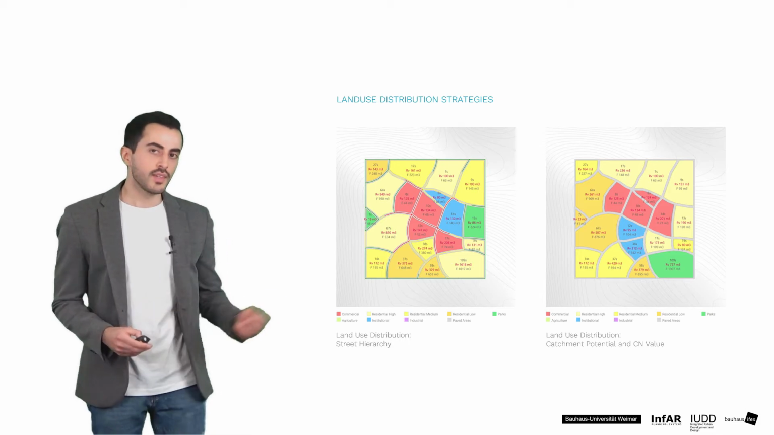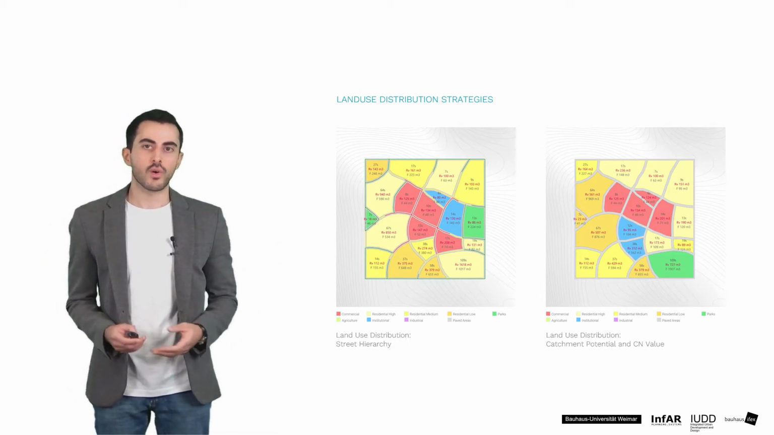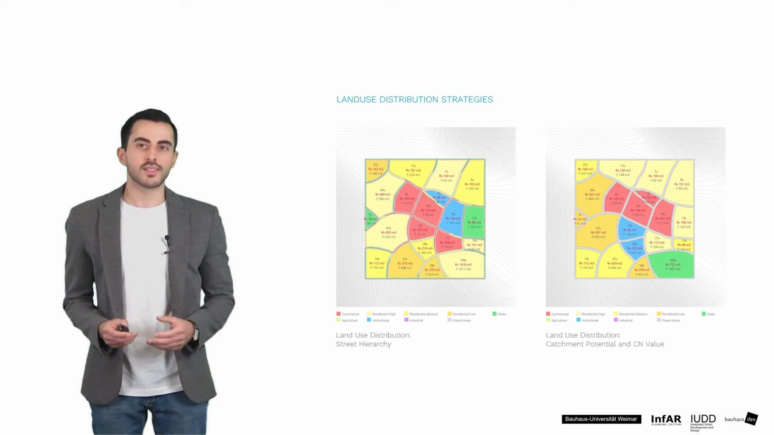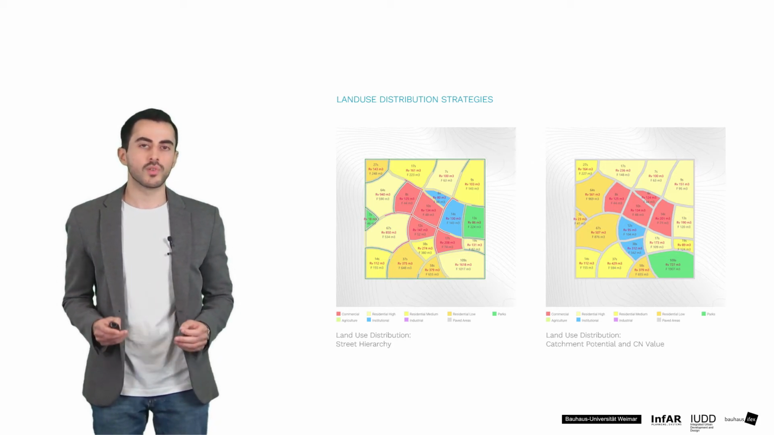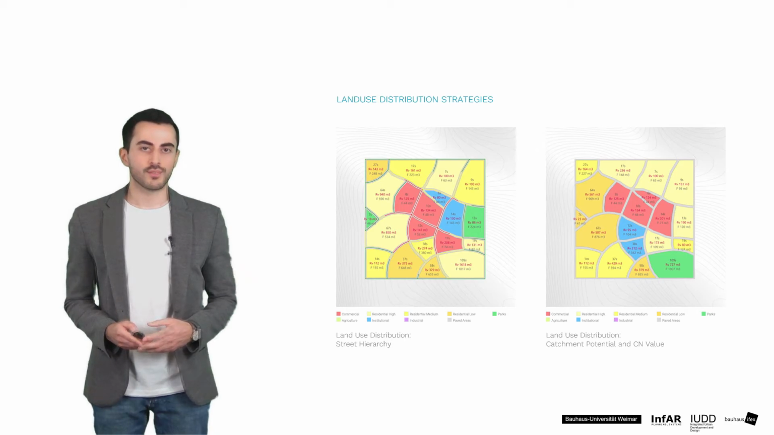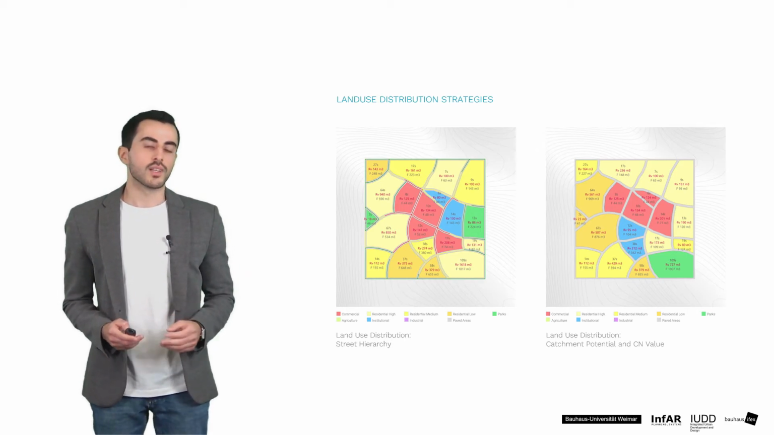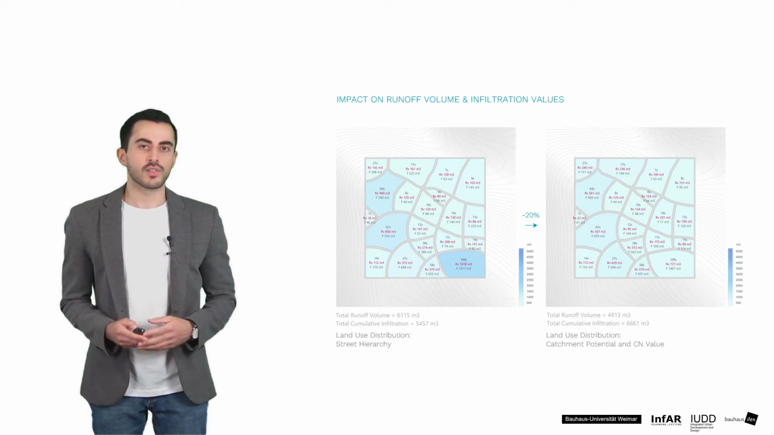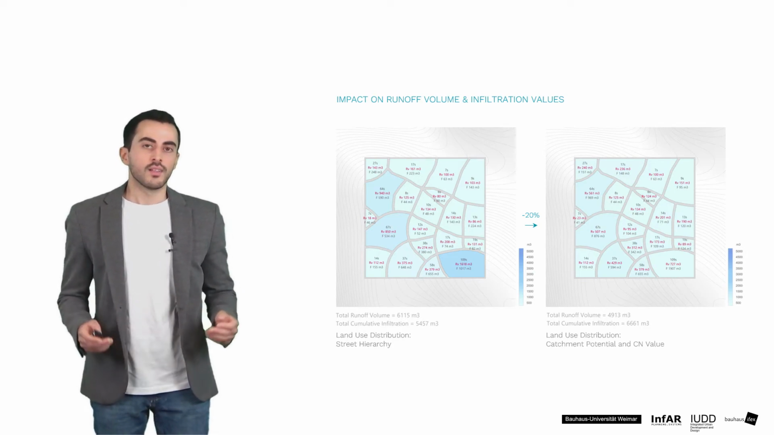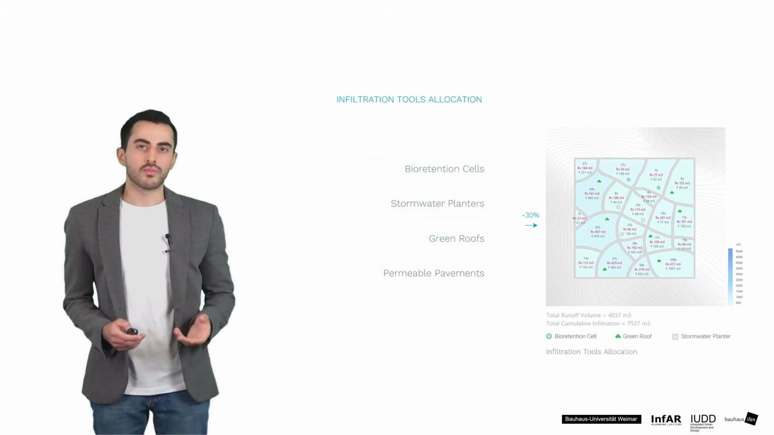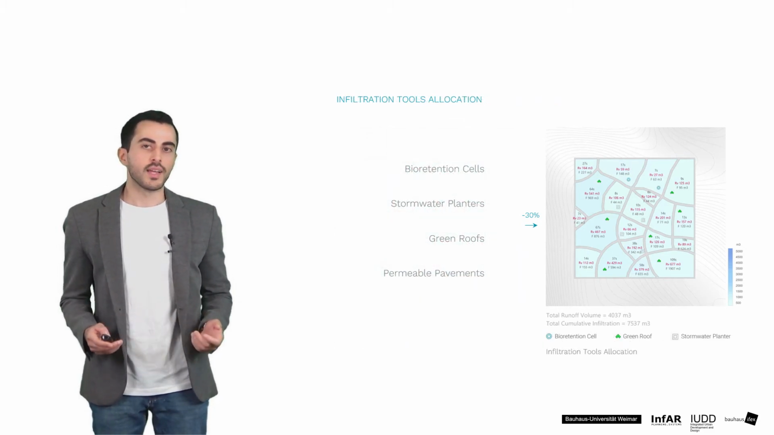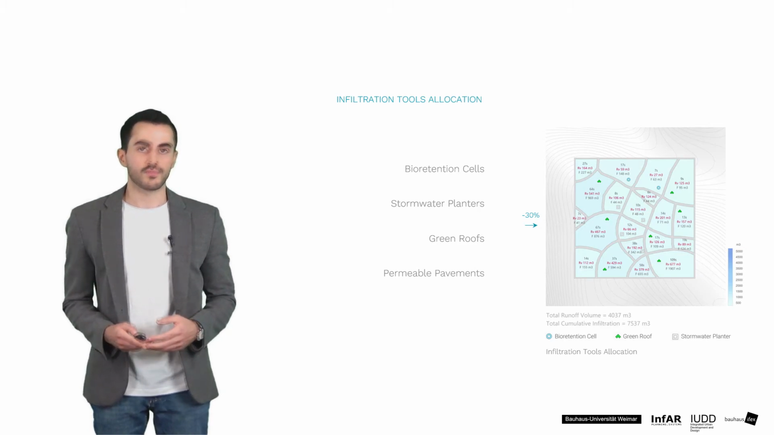For example, here on the left, you can see a common strategy of distributing land uses according to street hierarchy. On the right, there is the same percentage of land uses, but distributed according to the block's curve number values. This distribution on the right resulted in a 20% decrease in total runoff volume, compared to that of the street hierarchy distribution. In the last step, a further reduction of runoff volume can be achieved by allocating several infiltration tools, such as planters and green roofs within the urban blocks.